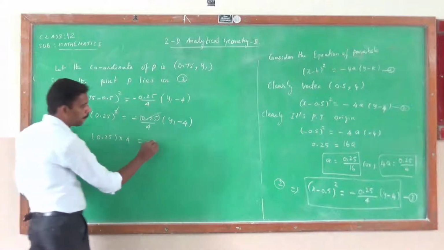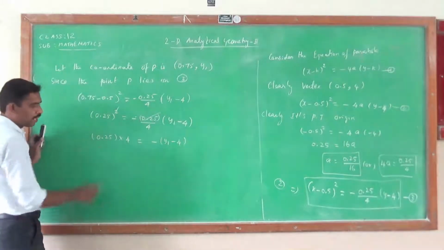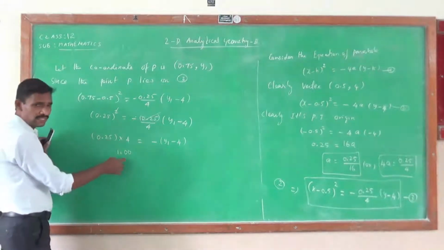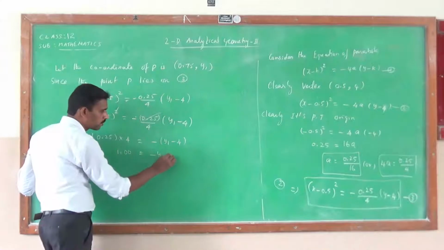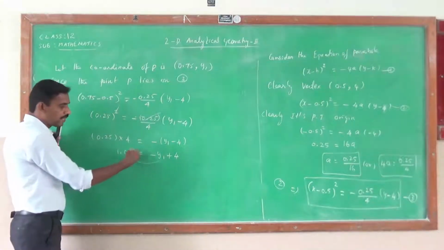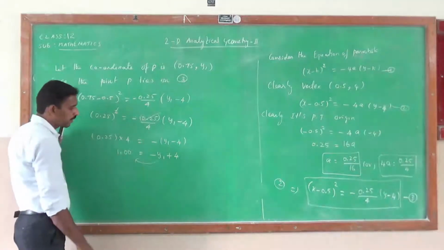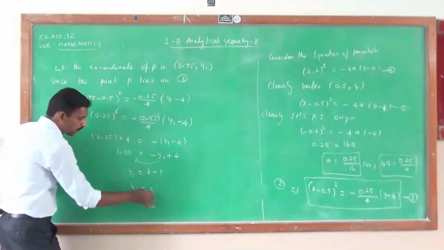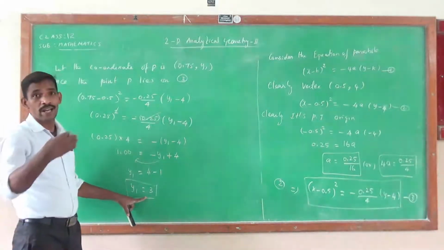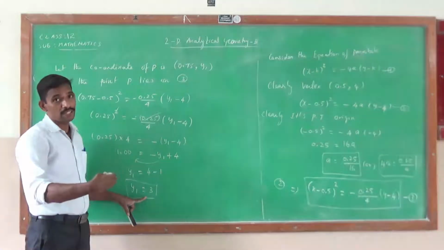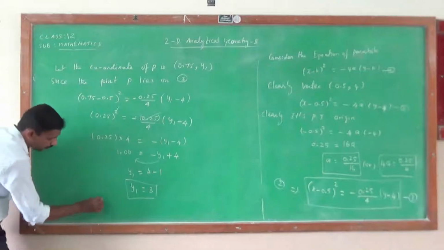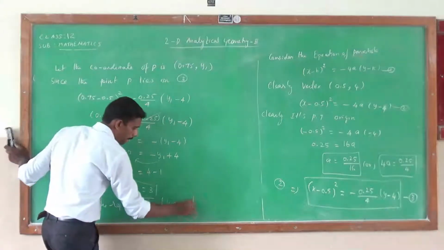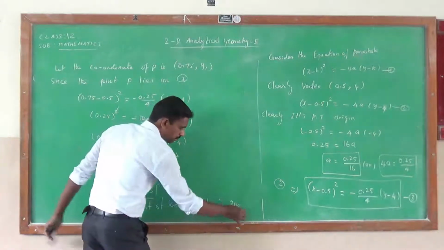So 0.25 times 4, which is equal to -(y1 - 4). 25 fours are 100, and after the two decimal points it will be 1. So 1 = -y1 + 4. Bring y1 to the left side and the 1 to the right side. It will come y1 = 4 - 1, so y1 = 3. So this is nothing but the required height of the water level at a distance of 0.75 meter from the origin. Therefore the required height of the water level is 3 meters. That's all.